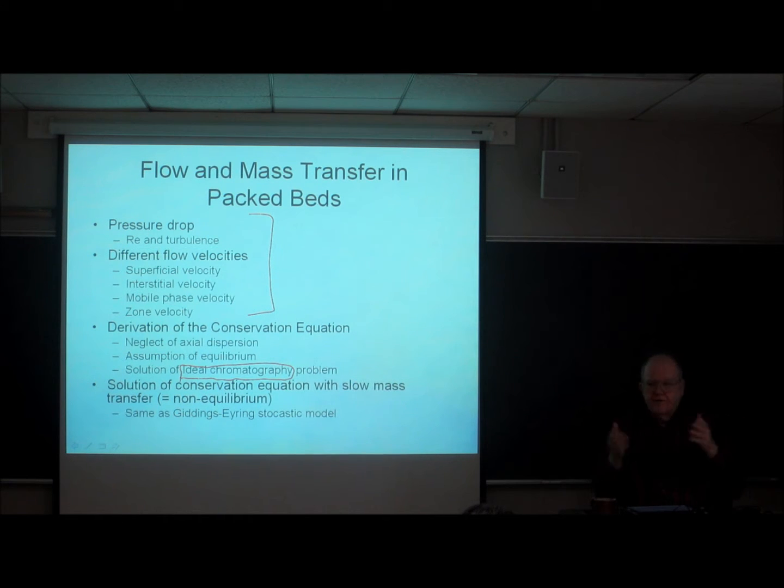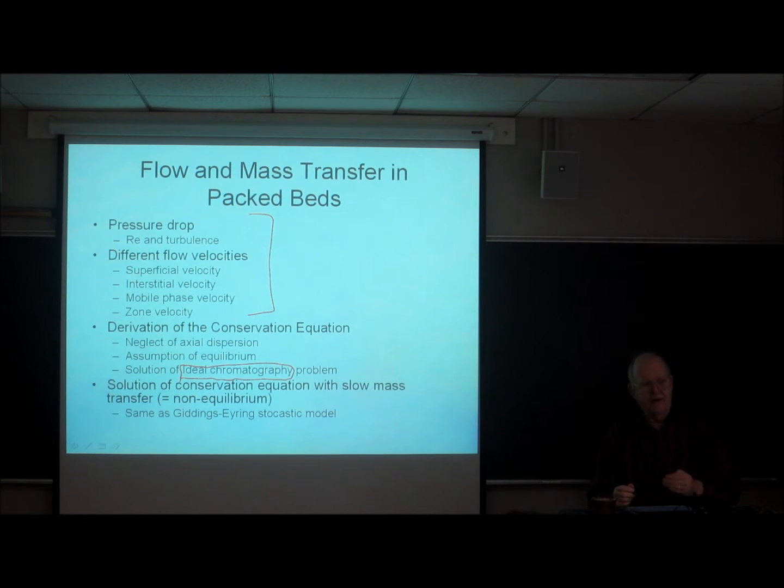This is not a very interesting situation, since there's no such thing as a perfect packed bed. There's always some longitudinal diffusion, there's always some eddy dispersion, and there's always some resistance to mass transfer, either in the moving phase or in the stationary phases. But this at least sets one limiting case for us.